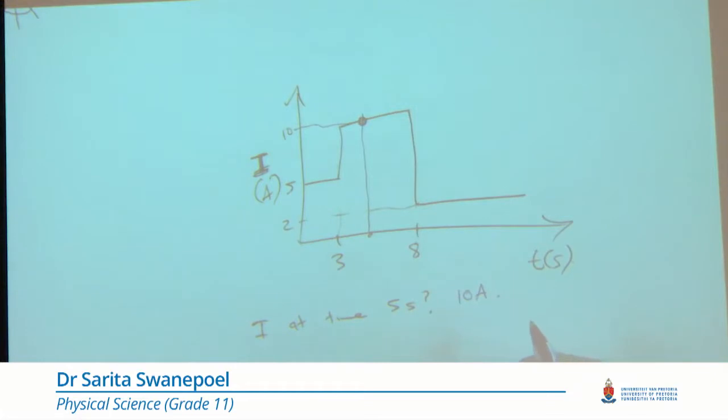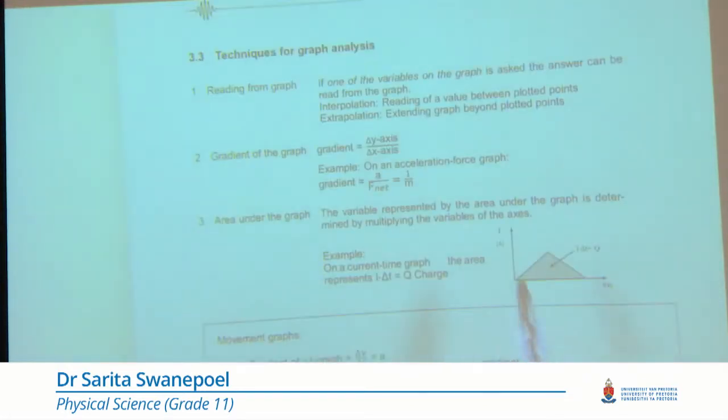Or they could have asked the other way. They can ask you, for what period of time is the current at 5 amps? And then you say from 0 to 3 seconds. So if they give you a current-time graph and they ask for either current or time, then it's just reading off the graph. This is the first technique that you can use to get information from a graph. Just read it.